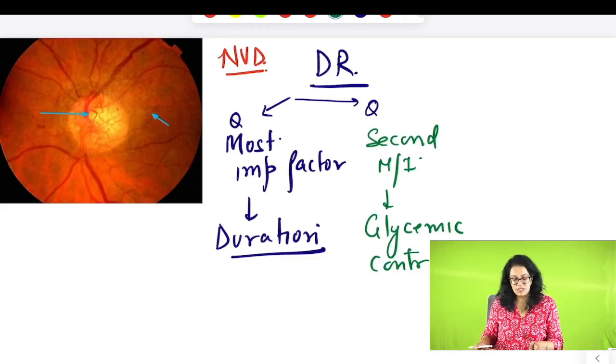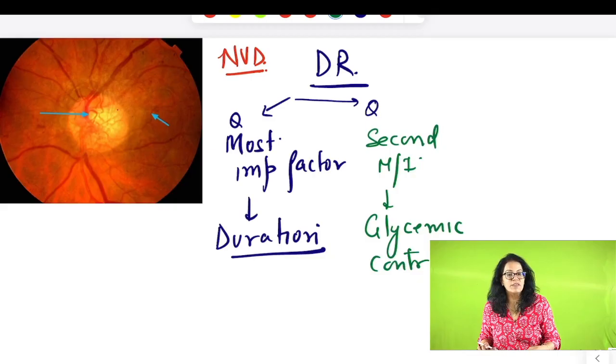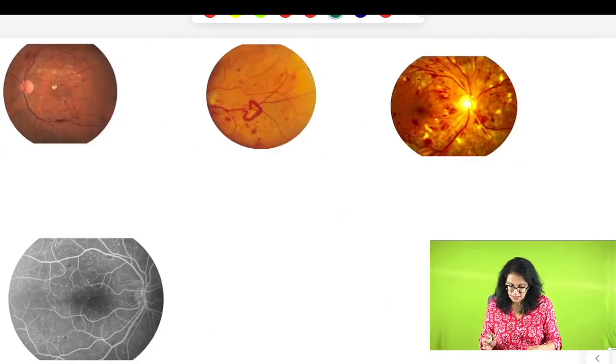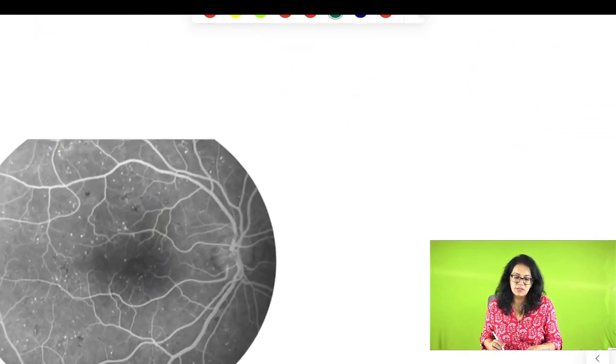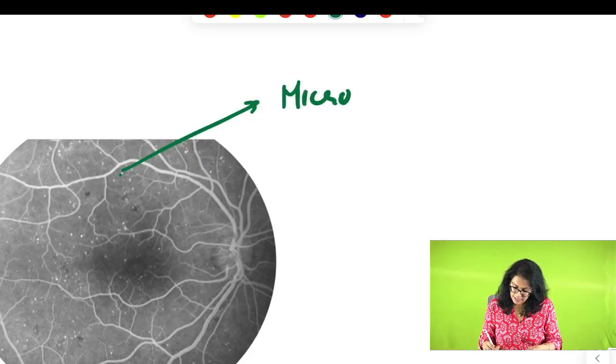We come to the next question. They ask you what is the first sign of diabetic retinopathy. Look here, this is the fluorescein angiography slide showing all these hyperfluorescent dots. So these are nothing but microaneurysms, and this is the first sign of diabetic retinopathy, microaneurysm.